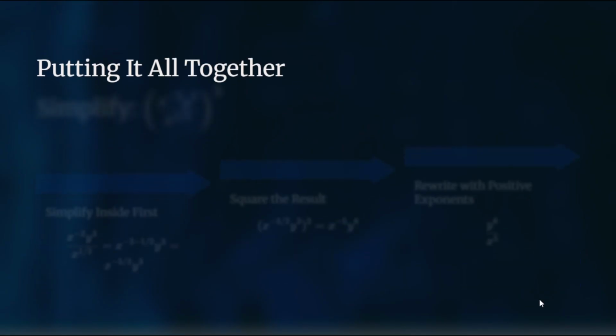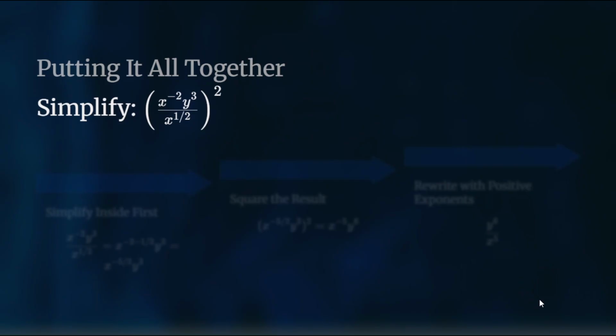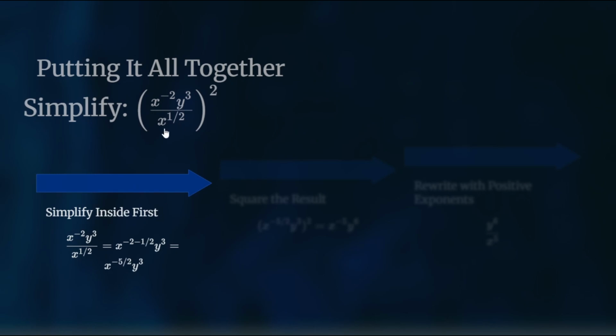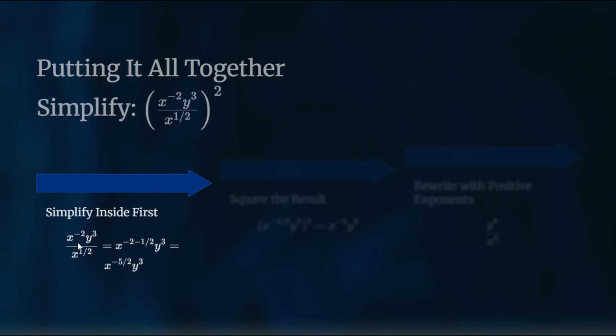So let's put it all together. Now we want to simplify x to the power negative 2 times y cubed over x to the power 1/2, all squared. So let's simplify what's inside our parenthesis first. We have x to the power negative 2 times y cubed over x to the power 1/2. So since we have the same base x in our numerator and denominator, we can use the quotient rule in order to simplify.